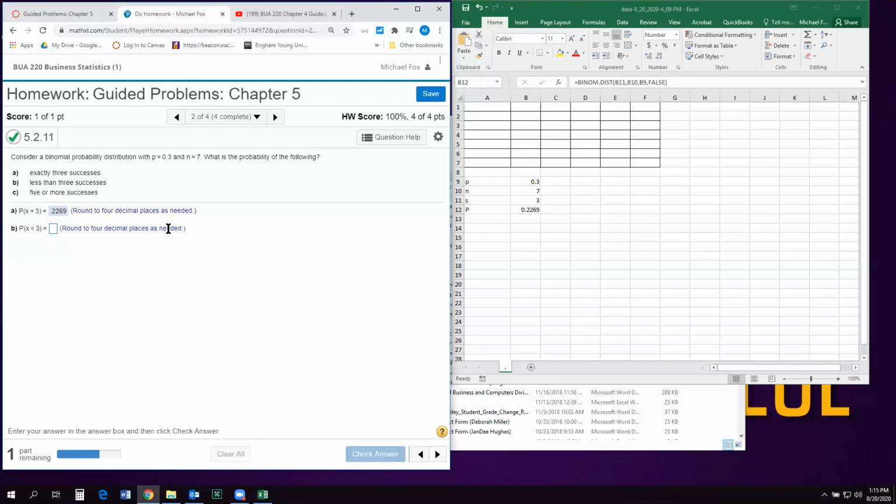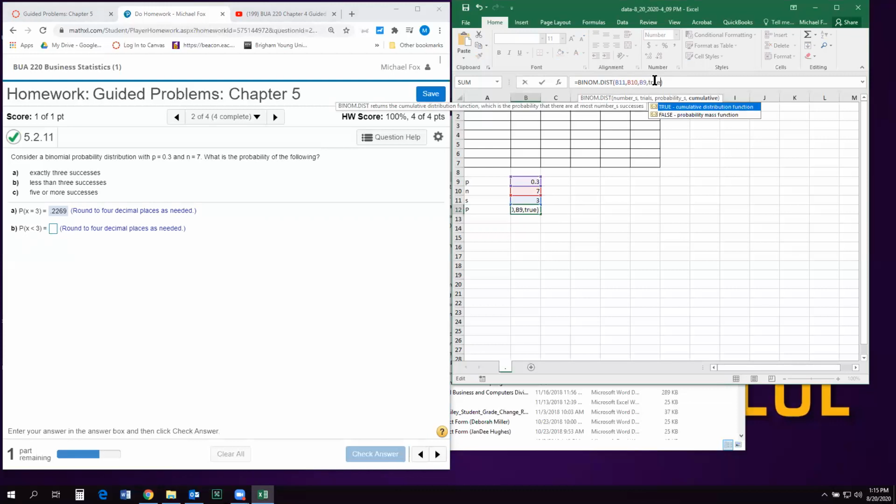All right, so here it wants the probability that it's less than 3. So now we can't use false, we have to use true. Because if we're saying what's the probability that it's less than 3, we're really saying out of 7 tries, what's the probability that it was either 0, 1, or 2 successes, right? Any amount that's less than 3. So that's the first thing we have to do.